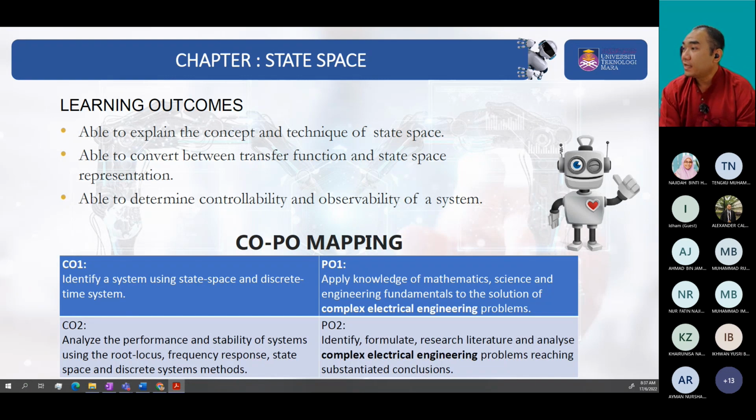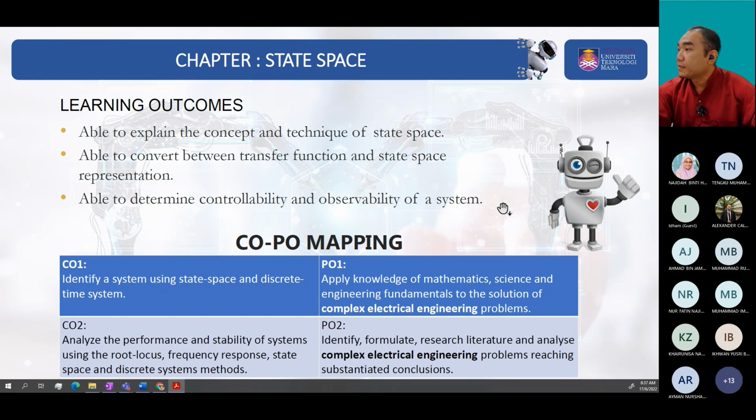Okay. And then we also expect that students will be able to determine the controllability and the observability of a given system. Okay, so how can we know the system is controllable? How can we know that the system is observable? So that will be the knowledge, or the techniques, that you will learn from these topics.